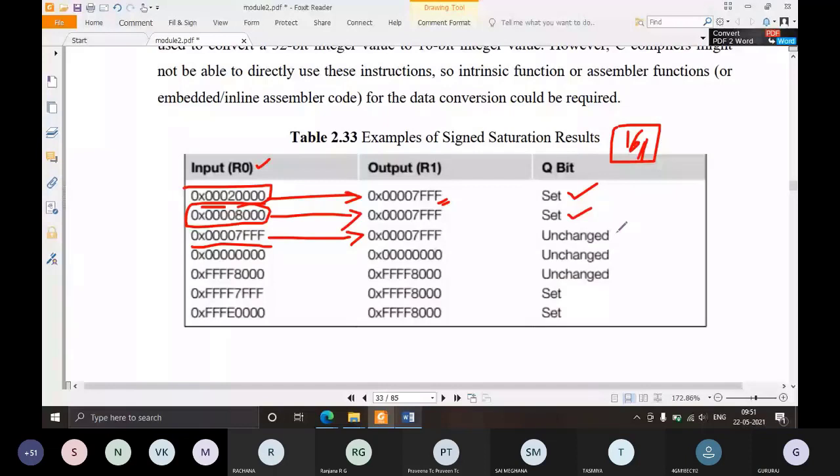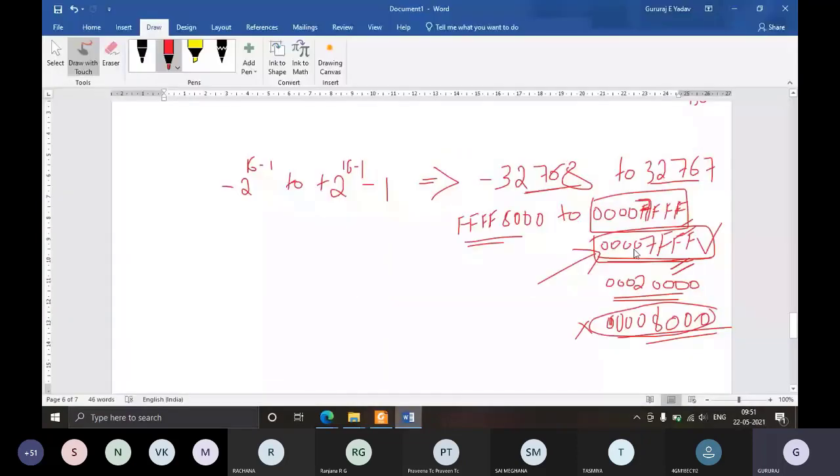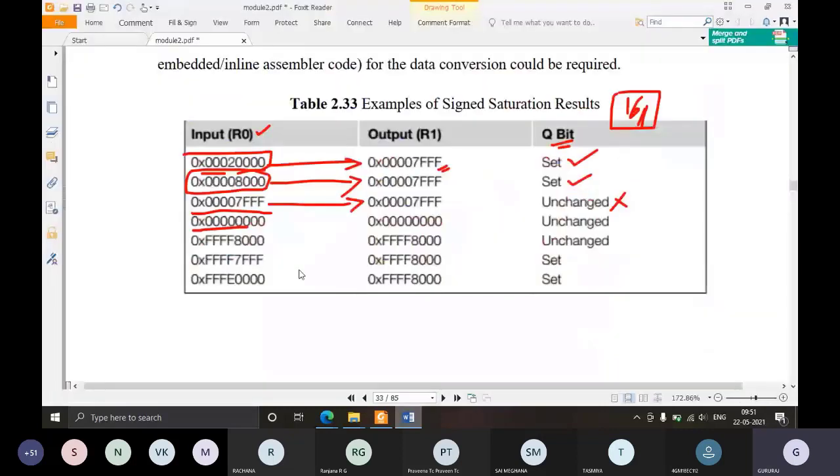Right? So next input value is 4 zeros followed by 4 zeros. That means it is a 0. Totally it is a 0. Since this 0 is within the maximum positive value we can represent, that is 7FFF, this value will be preserved as it is, and the Q value will be unchanged because no saturation has taken place.